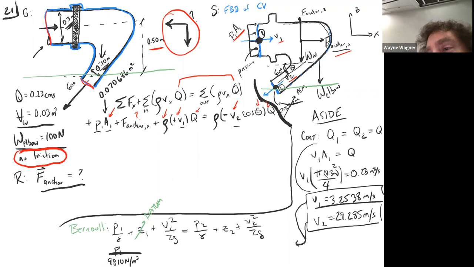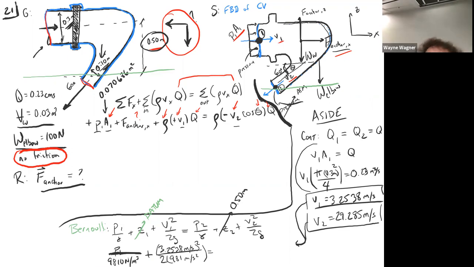Okay, Z2 then is going to get that 0.5 meters. Okay, 0.50 meters. So we'll go plus, and now we got V1 squared, so 3.2538 meters per second squared over 2, and my gravity is 9.81 meters per second squared equals P2 over gamma.